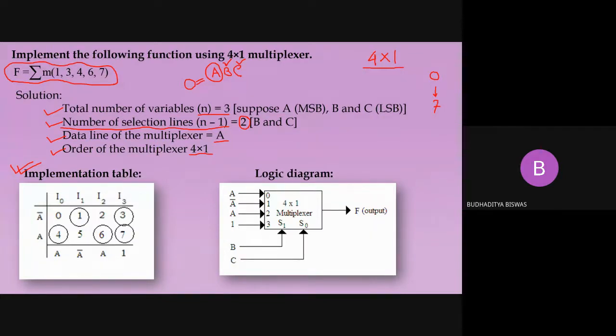Now among the 0 to 7, how many minterms can be possible if A is treated as 0? 3 variables are there, A, B and C. Among the 3 variables, if A is considered as 0, then how many minterms can be possible to form? 0, 1, 2, 3. Very good, correct answer. So these are the minterms that can be formed if A is taken as 0.